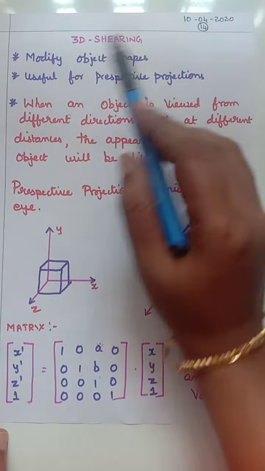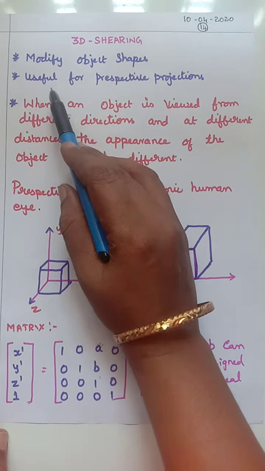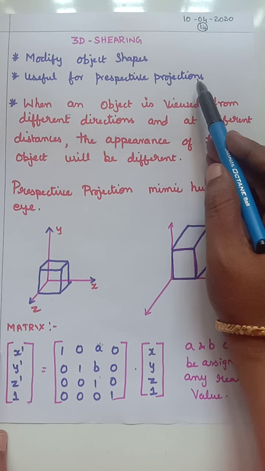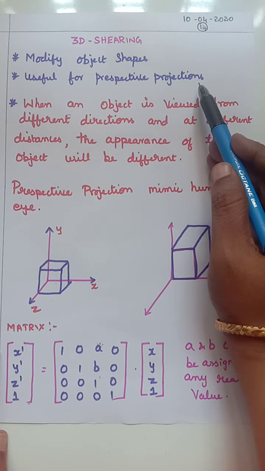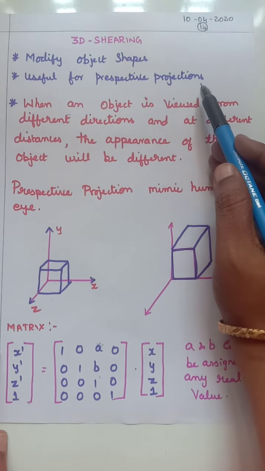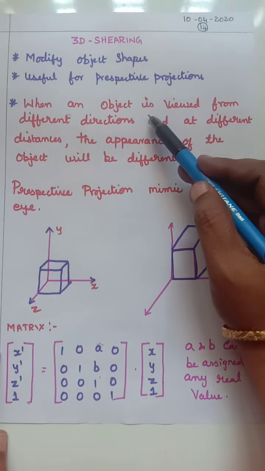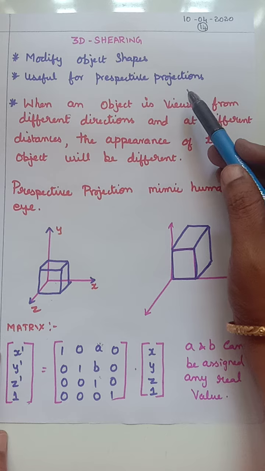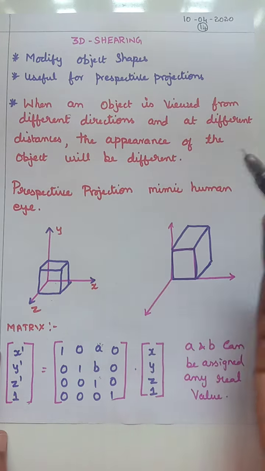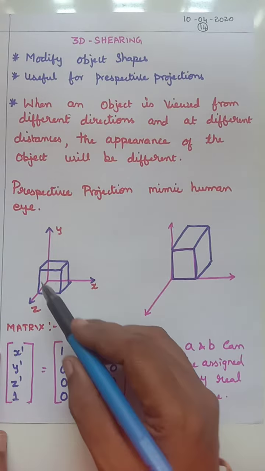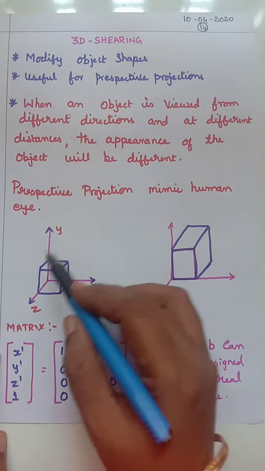The next one is 3D shearing. What is 3D shearing? Modifying the object shape. This is useful for perspective projections. What is perspective projection? You will be viewing an object from different directions and from different distances. What will happen during that time? The appearance of the object will also get changed based on the distance and the angle of view. The object representation will also be changed. So the perspective projection mimics human eyes. So this is the example for shearing.